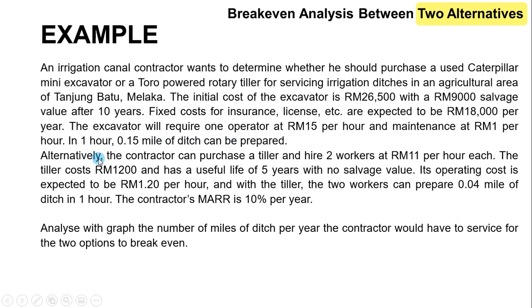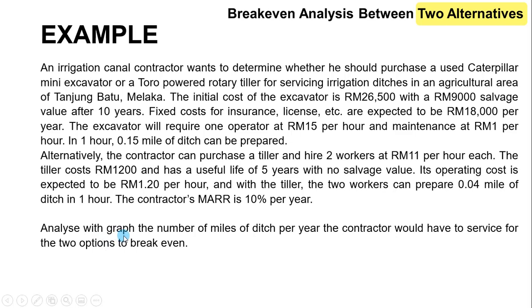For alternative 2, the contractor can purchase a tiller and hire two workers at 11 ringgit per hour each. The tiller costs 1,200 and has a useful life of 5 years with no salvage value. Its operating cost is expected to be 1 ringgit and 20 cent per hour, and with the tiller, the two workers can prepare 0.04 mile of ditch in 1 hour. The contractor's MARR is 10% per year.